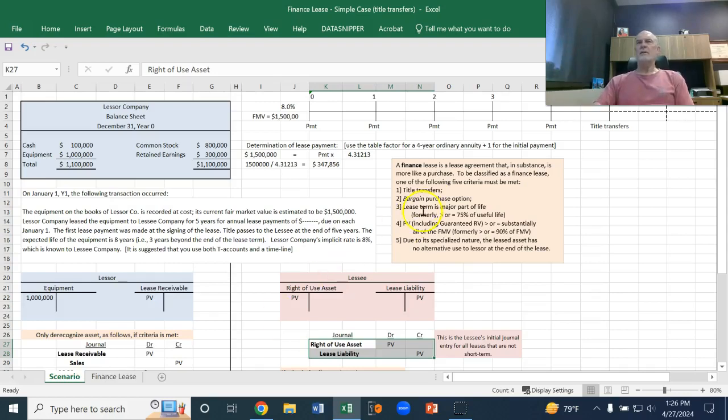And then if it meets one of the criteria that we talked about, it'll be called a finance lease, and we will record both interest expense and amortization expense. If it doesn't meet one of those criteria, we'll just lump all the expense together and call it an operating expense or lease expense over time. So the other videos get into more detail with that, but that's the big picture, the simple lease.